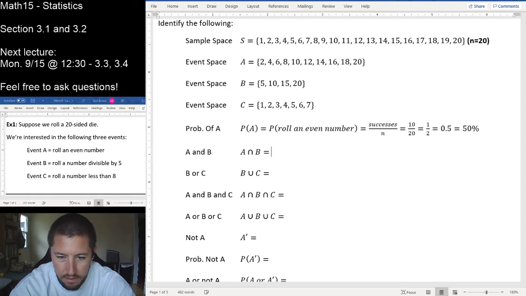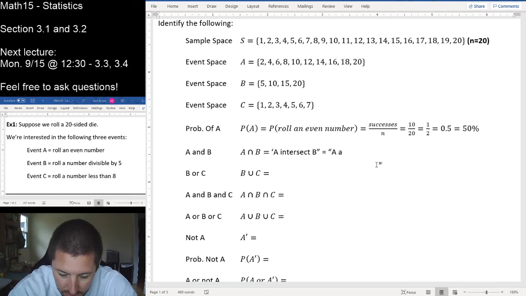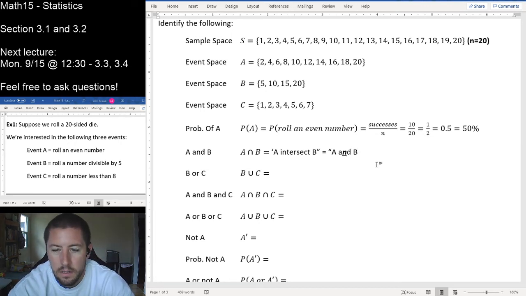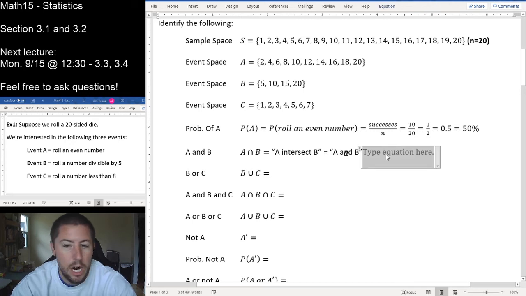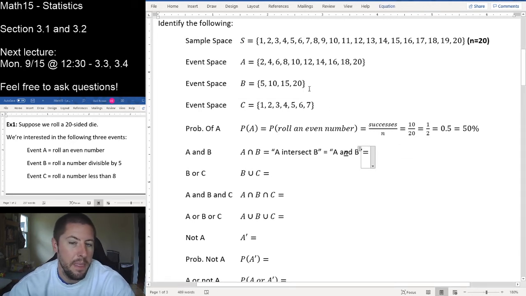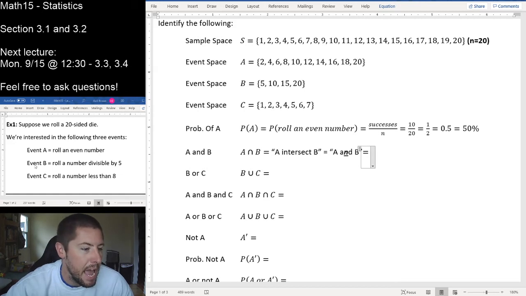this would be verbalized as A intersect B, or A and B. So that's how I remember it, that N for "and" as far as that symbol goes. This is just the collection of all objects that are both in A and in B in their respective event spaces. So this is saying, in a sense, what are all of the ways that I could achieve both event A and event B?